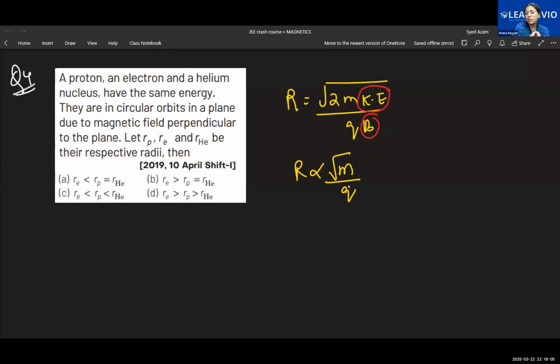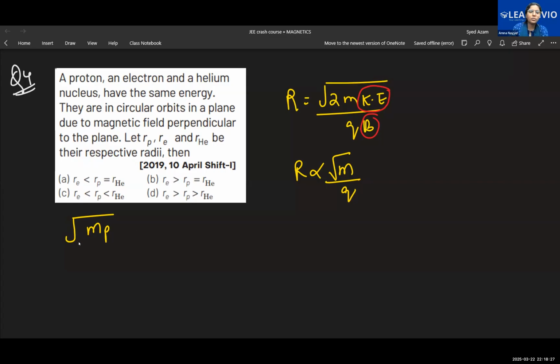Now, proton and electron have the same masses. Helium has double the charge. So if you put it like this, when you put the mass of proton, let's say this is MP, or I hope you know it is 1 AMU, which we write, atomic mass unit. Let me write MP only.